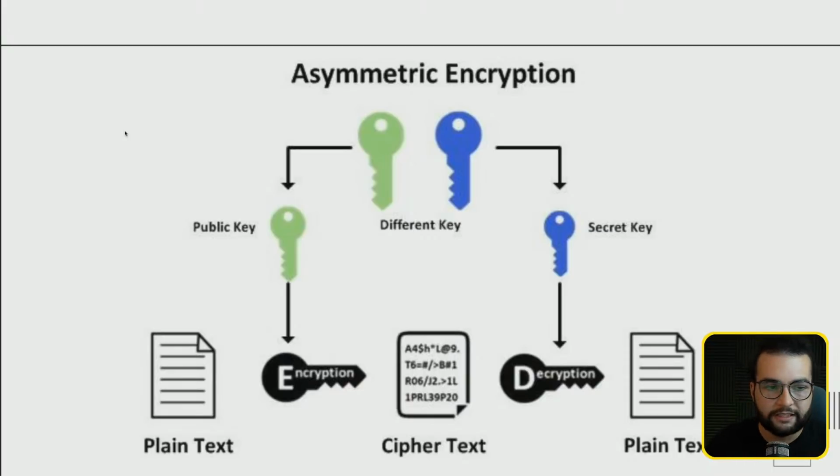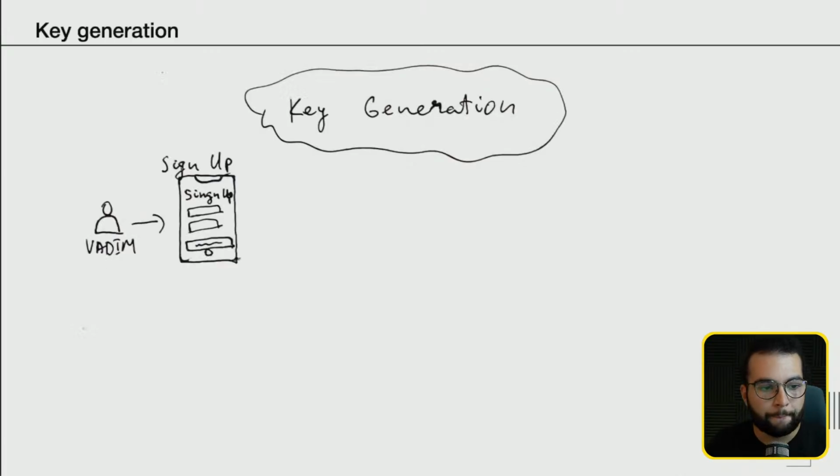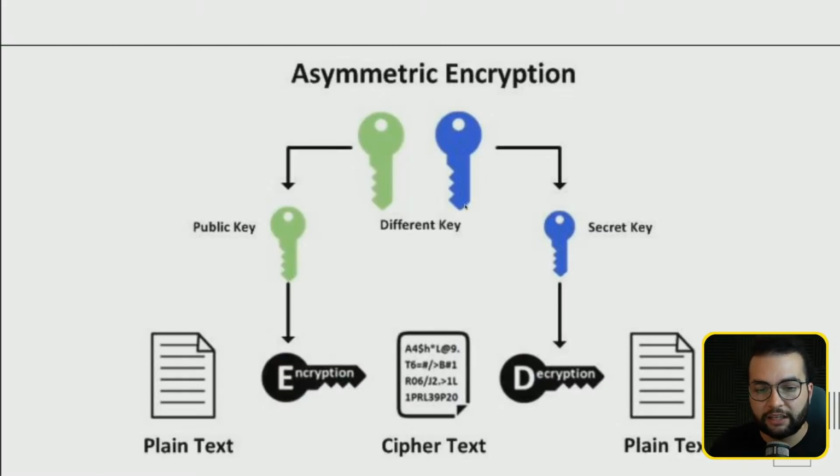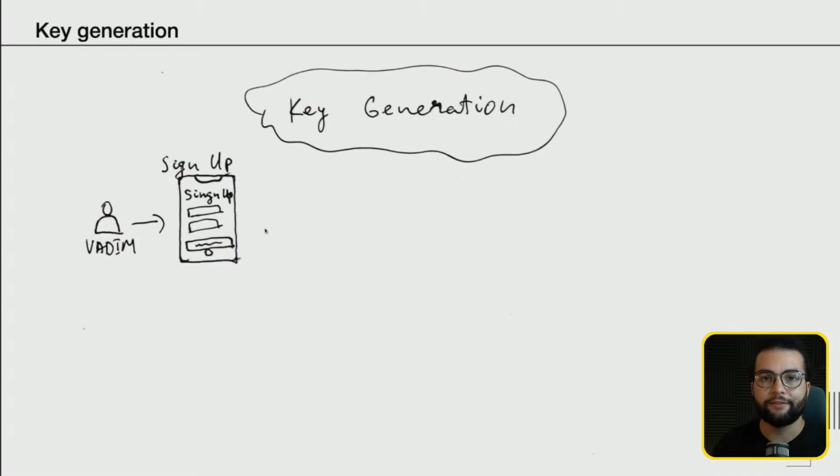All right, so this is about symmetric and asymmetric encryption. As you can see here, we need two keys. So let's have a look a little bit at the process of generating these keys and how and where we can save them. Here I'm speaking in the context of our messaging application.